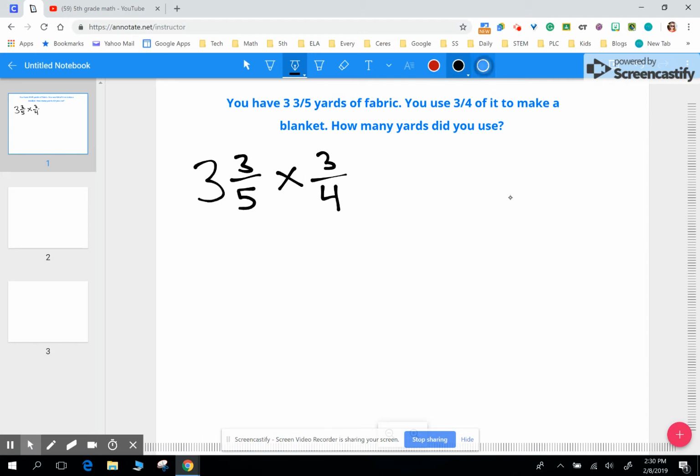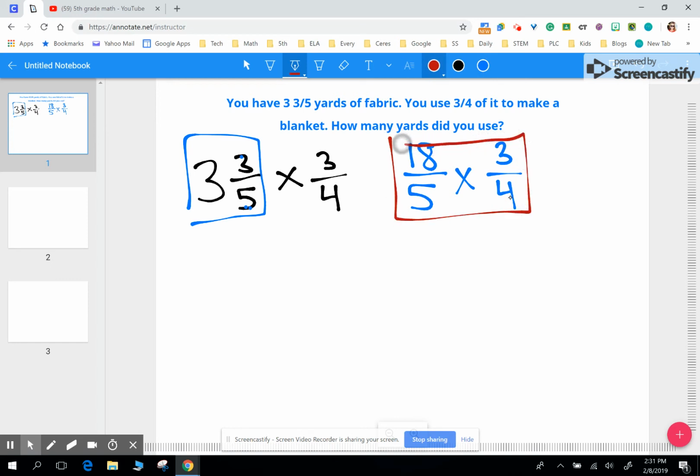So first thing I have to do is convert my mixed number to an improper fraction. I take my denominator of 5. I have 3 groups of 5, so that's 3 times 5 is 15. And then I have 3 more sections left: 15, 16, 17, 18. 18/5 is the improper fraction for 3 3/5. I'm going to times that by 3/4.